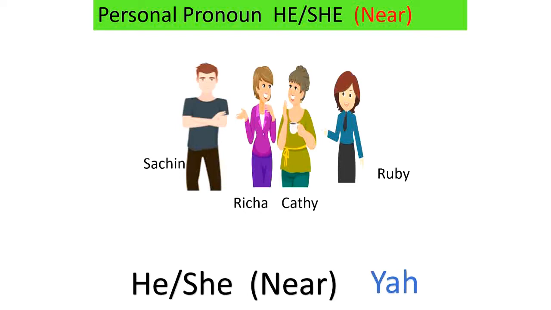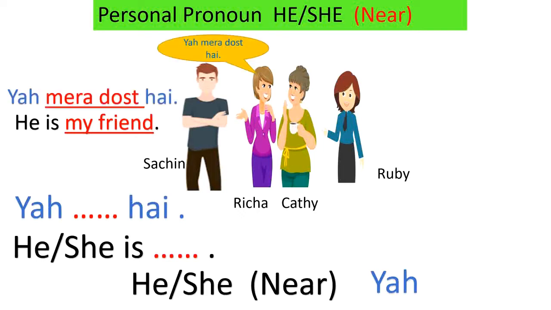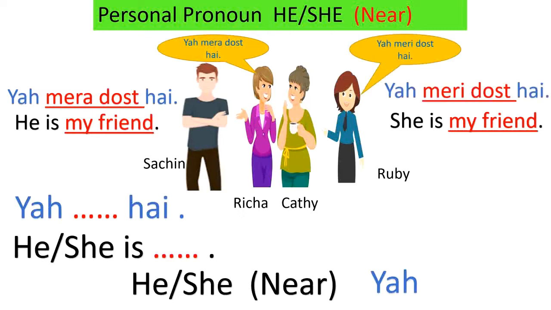Example, Richa is talking to Kathy about Sachin, who is standing nearby. He is my friend. In Hindi, yah mera dost hai. One more example. Ruby is talking about Kathy, who is standing next to her. She is my friend. In Hindi, yah meri dost hai. To learn more about meri, mera and mere, please click the link which is given in the description box.